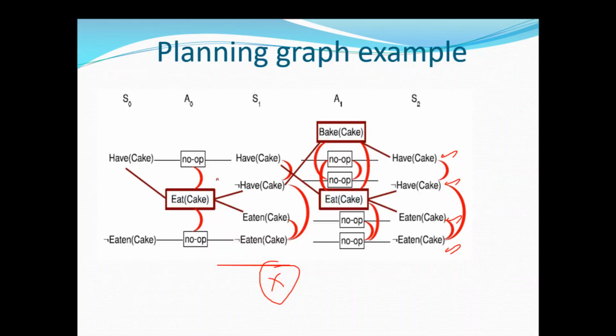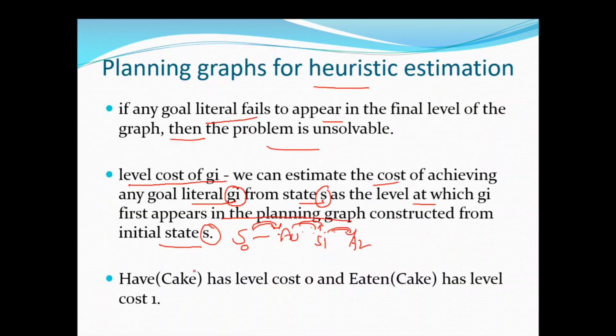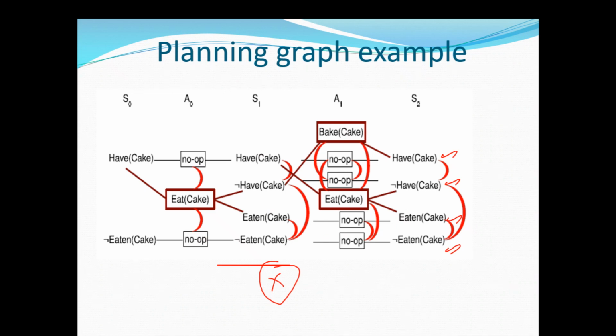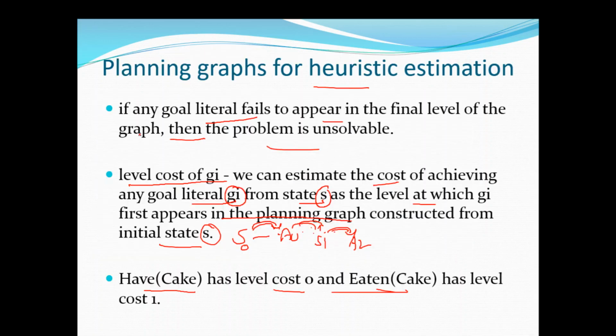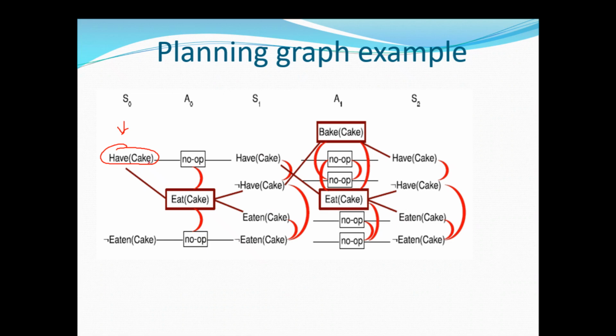Okay. So in the previous example, have cake has a level cost 0 and eaten cake has a level cost 1. How did we get this value? If you refer to this planning graph here, have cake is coming at the 0th level. So if your goal is to find have cake, then at the 0th level itself you can find the goal. So the level cost of have cake is 0. And if you consider eaten cake, its level cost is 1.